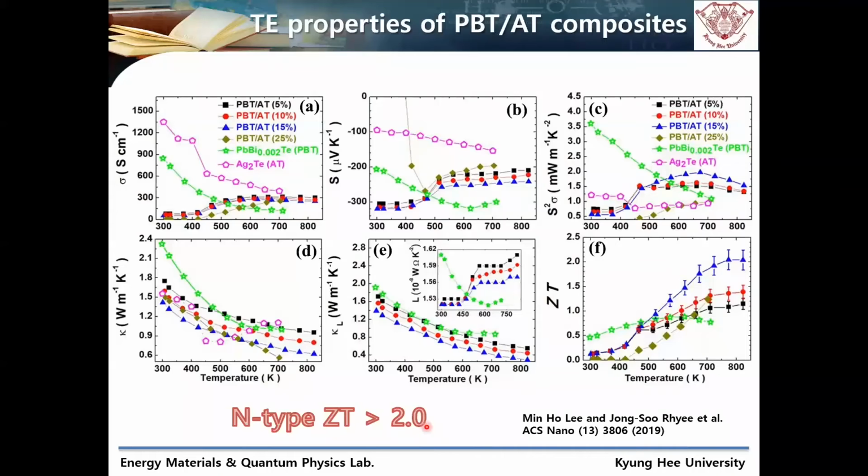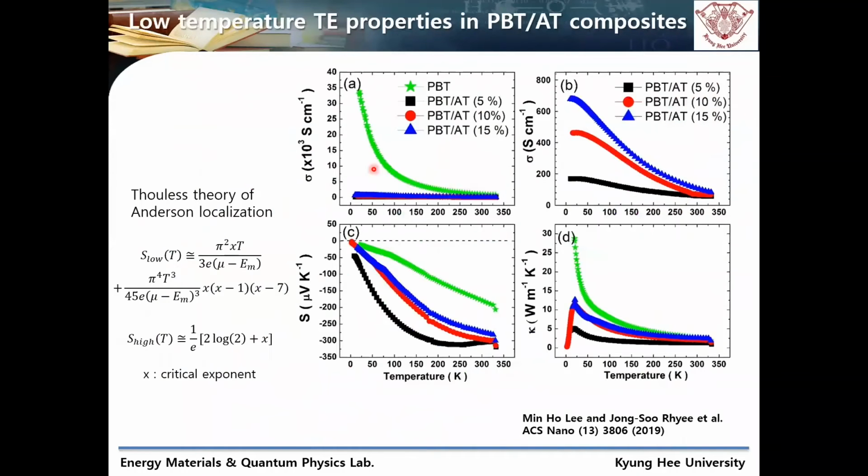Therefore, when we measure the low temperature thermoelectric properties, the metallic behavior becomes almost insulating behavior by adding small amounts of silver telluride, and this behavior is similar to Mott's theory of Anderson localization. Therefore, it is very well described by Anderson localization.